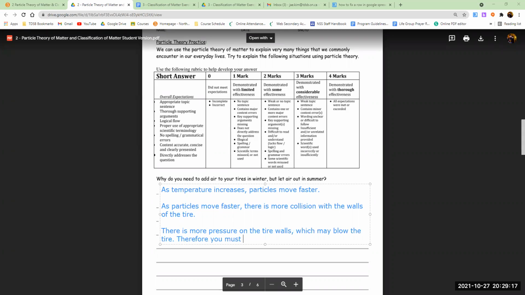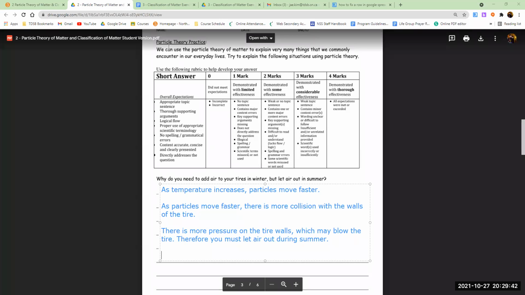Therefore, you must let air out during summer. You can also say the exact same thing for winter, right? As temperature decreases, particles move slower. As particles move slower, there are fewer collisions, and so it will make the tire feel less inflated. So you have to put more air in to increase the number of collisions inside.